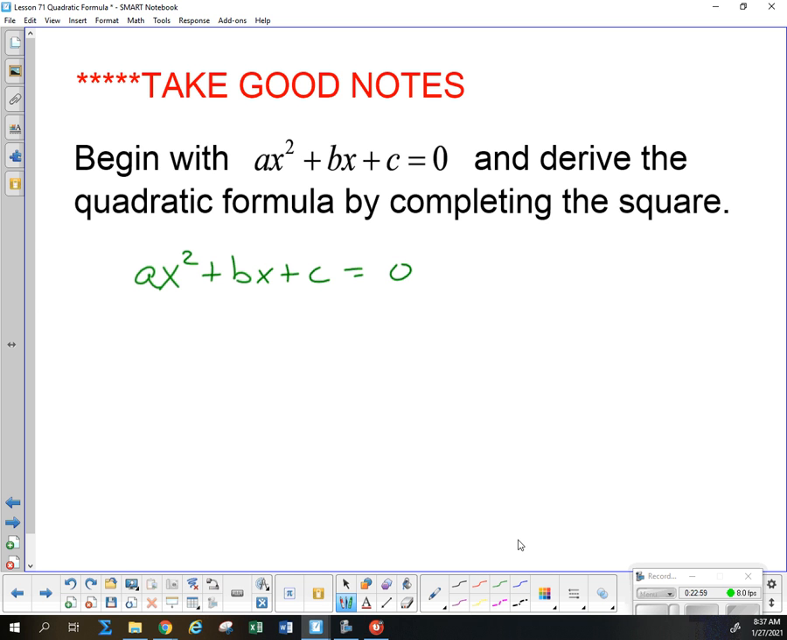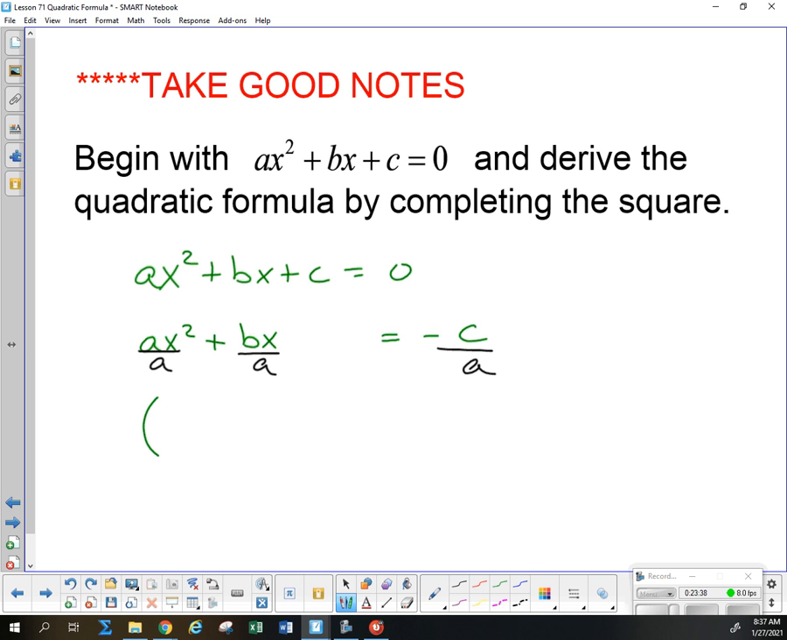Next step, to complete the square, though, we want the constant on the other side, x on one side, numbers on the other side. So the next step is going to be ax squared plus bx equals minus c. When we complete the square, we have to start with 1x squared. So the next thing you're going to do is to show that you are dividing each of those by a. So now we have 1x squared, which is what we want, plus something times x.